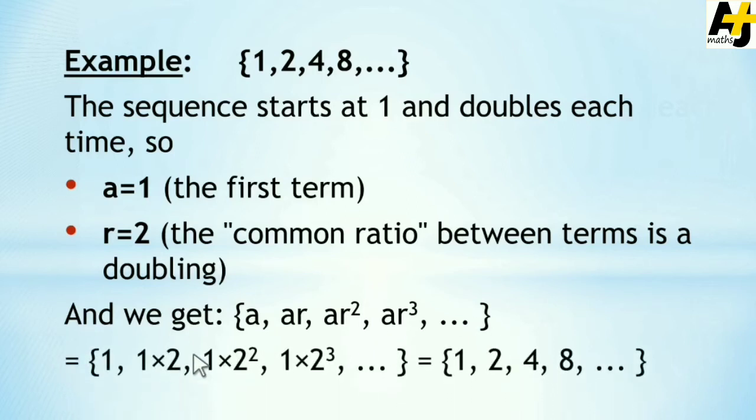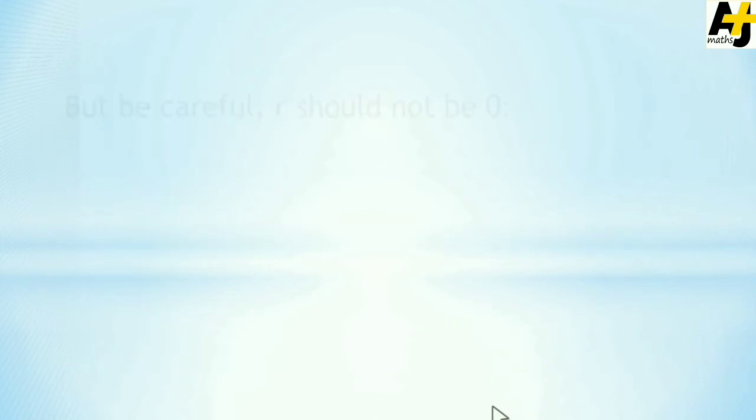Look at this. A1 is 1. Now 1 times R. Look at this. The second term is AR. Now since A is 1 and R is 2, we do this with R equal to 2. Then the next terms will be AR square and AR cube. By simplifying these, we get 1, 2, 4, 8 and so on. This is a geometric sequence.